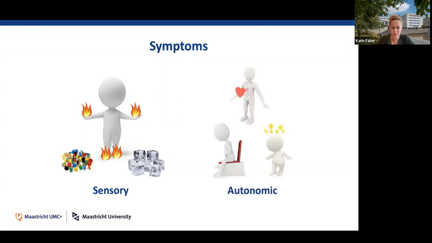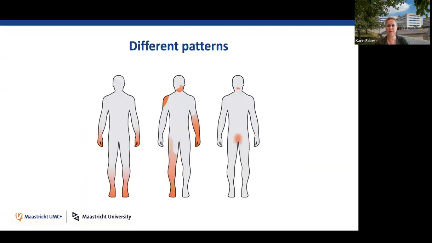Furthermore, there may be abnormalities in pain and temperature sensation, and patients may experience autonomic complaints, such as palpitations, diarrhea, flushing, and orthostatic complaints. As I said, usually the pattern is length dependent, meaning that the complaints are more dominant in the extremities, but occasionally you can have different patterns, meaning patchy or more proximal pain.